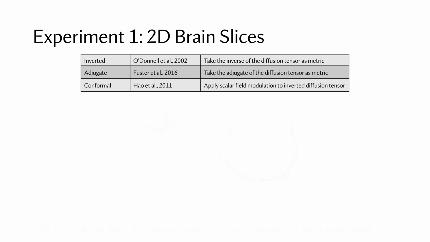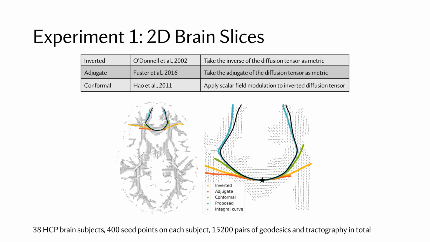To quantitatively measure the alignment of these methods, we test these algorithms on brain slices from 38 HCP brain connectome subjects. On each brain slice, we uniformly cast 400 seed points in the genu of the corpus callosum region. The seed points are chosen to be non-grid points, with the corresponding vector being obtained by bilinear interpolation. In other words, these vectors have never been seen by the network.